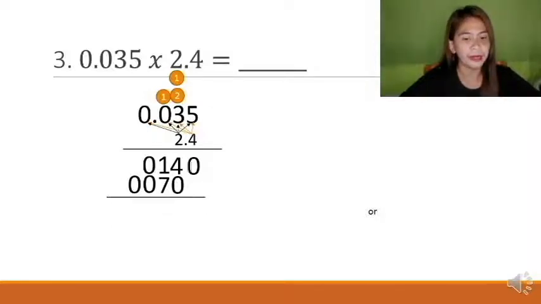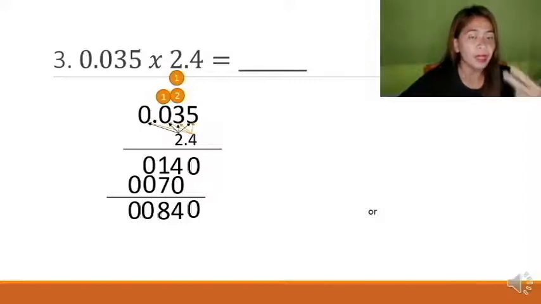Now, add. 0 plus 0 is 0. 4 plus 0 is 4. 1 plus 7 is 8. 0 plus 0 is 0. 0 plus 0 is 0. So you have now 0, 0, 8, 4, 0.